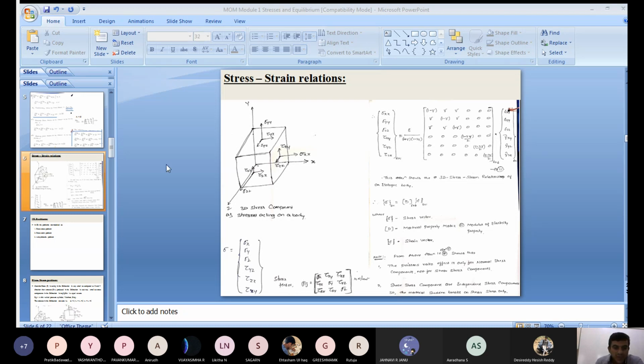Okay? That's why you can represent the total in a stress vector. 6 stress components are there. These are the stress components. Means what are the stresses acting in x direction, y direction, z direction? Those are normal stresses, and the remaining 3 are shear stresses.